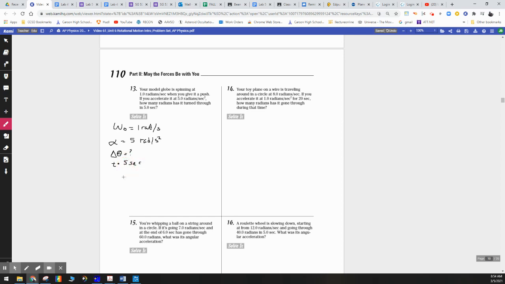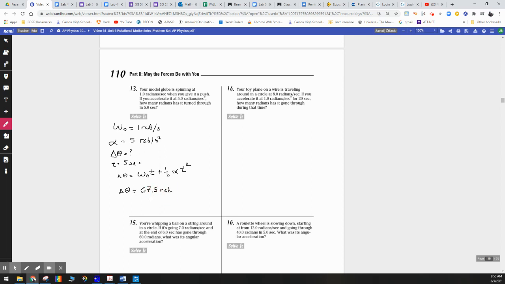So we have our formula that says delta theta is equal to omega t plus 1/2 alpha t squared. If I plug in all the numbers here, delta theta should be roughly 67.5 radians.